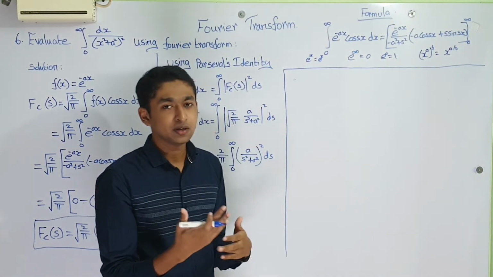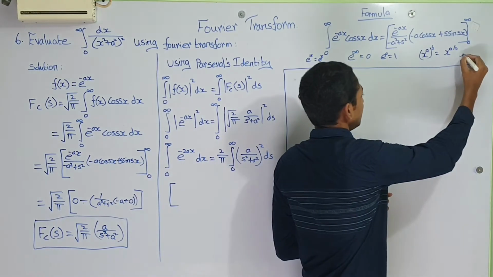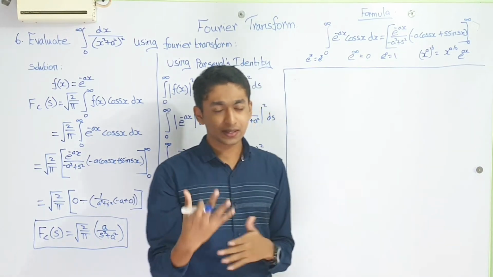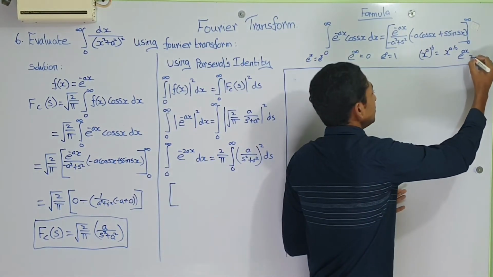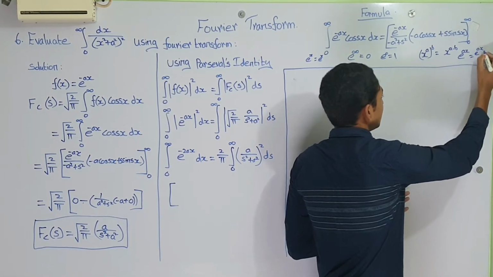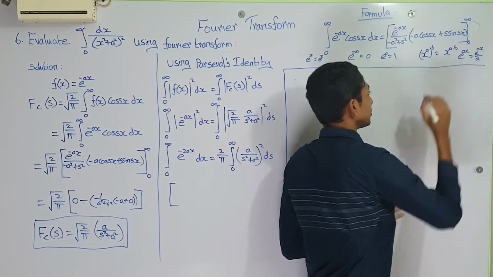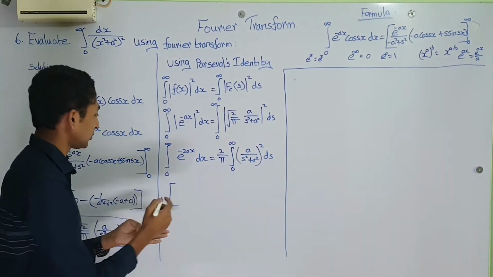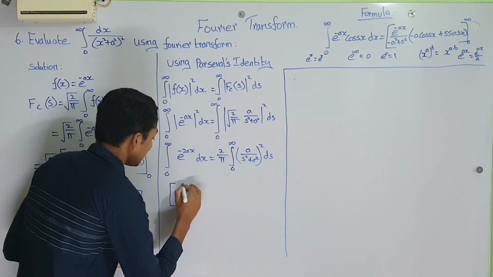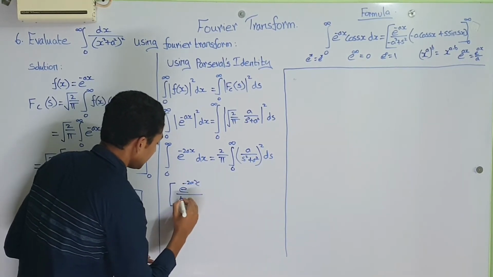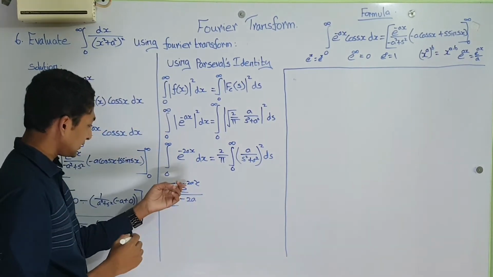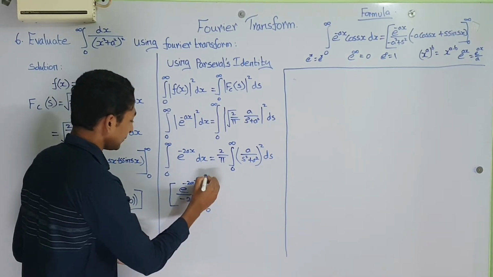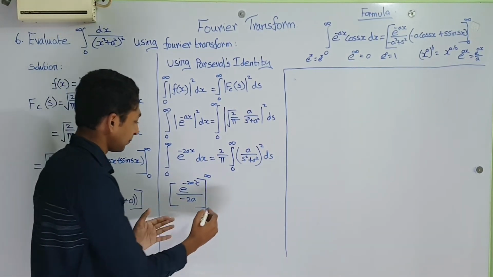If you have a value in front of x, say e power ax, its integration is e power ax, and that value comes in the denominator. For the same reason we are going to apply it here. So we get e power minus 2ax divided by minus 2a. There is a minus here, which we have put in the denominator, and the limits are from 0 to infinity. In the next step we will apply these limits.